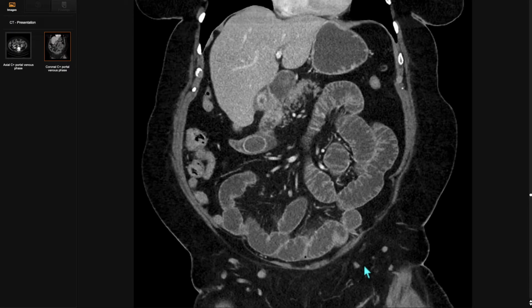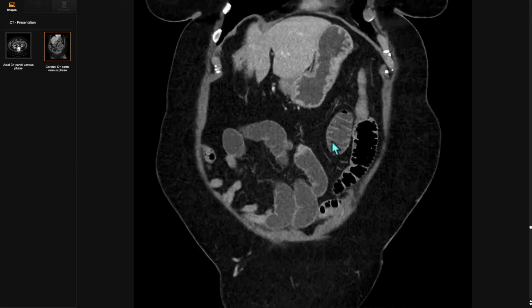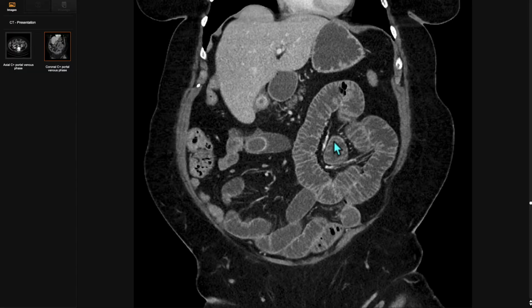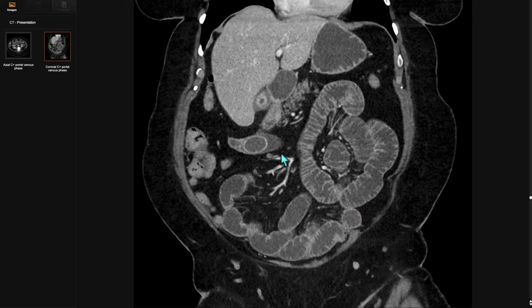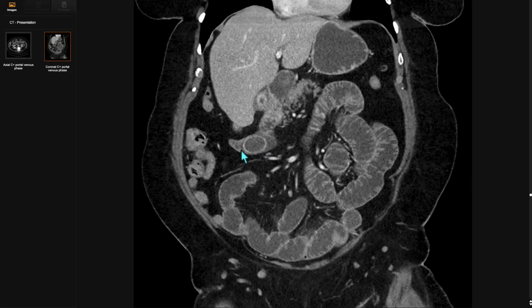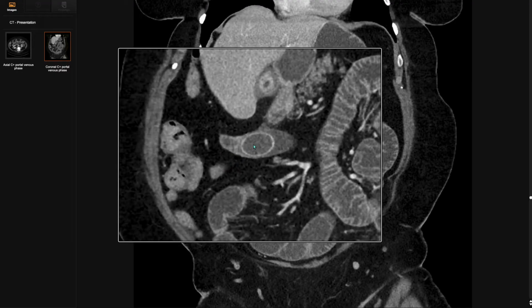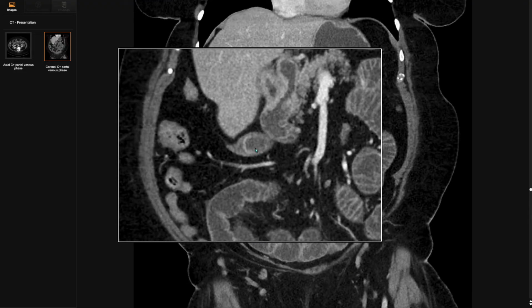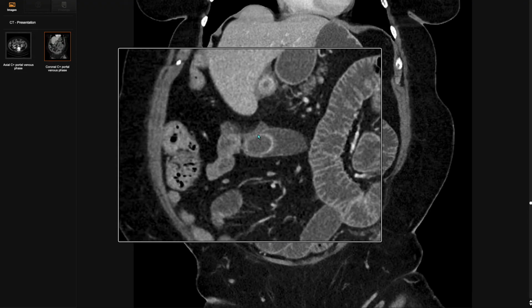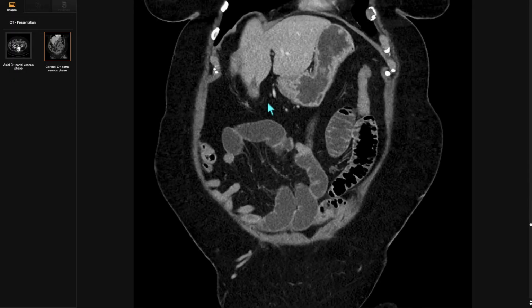This first case is presenting with multiple dilated loops of small bowel suggesting a small bowel obstruction. We're going to jump ahead to where the action is, and here in the right mid-abdomen is the transition point. At the transition point, there is an oval, dense structure which appears to be causing the obstruction. Where could such a structure come from? Let's take a closer look at the upper abdomen.